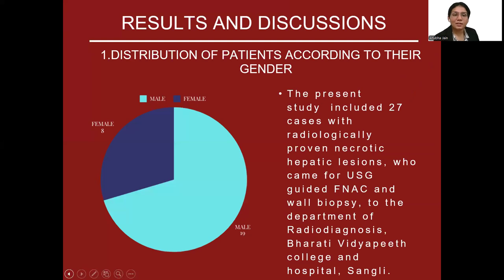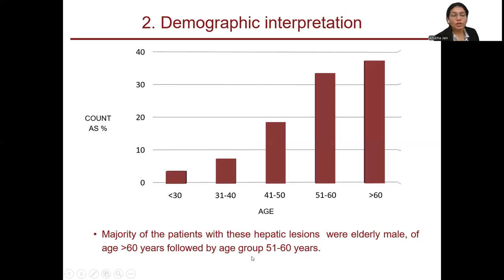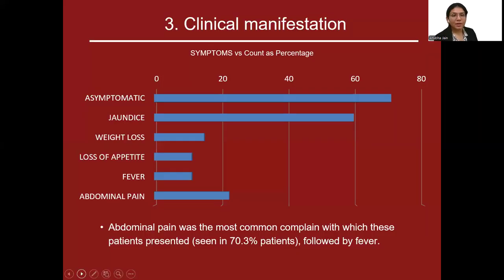Coming to the results and discussion, distribution of patients according to their gender and age: the majority of these patients with hepatic lesions were elderly males of age more than 60 years, followed by the age group of 51 to 60 years. Clinical manifestations: abdominal pain was the most common complaint with these patients, followed by fever.